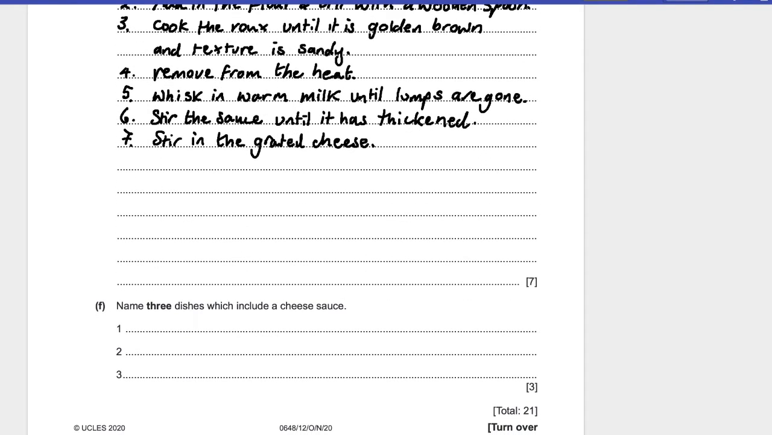And in the next question, name 3 dishes which include a cheese sauce. One of my favourites, lasagna. And one that you guys make in class as well, macaroni and cheese. And something we don't do at school yet, a tuna pasta bake.